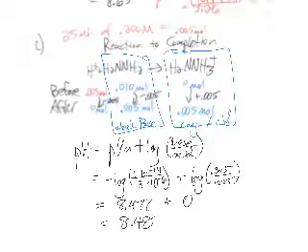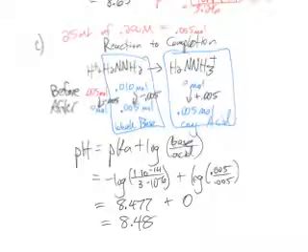Notice that the pH is going down as we continue in this problem because we're adding an acid to a base. But it'll go down by differing amounts each time.